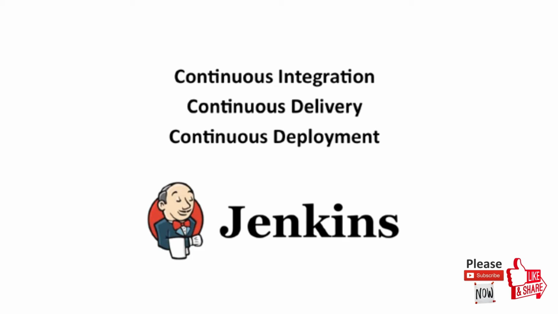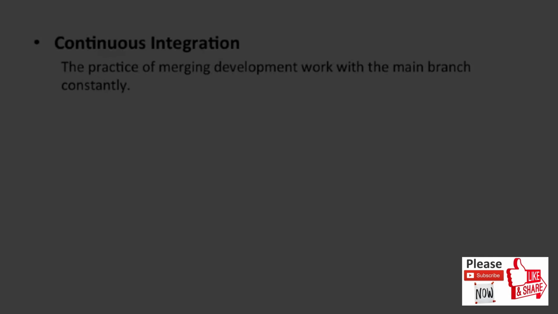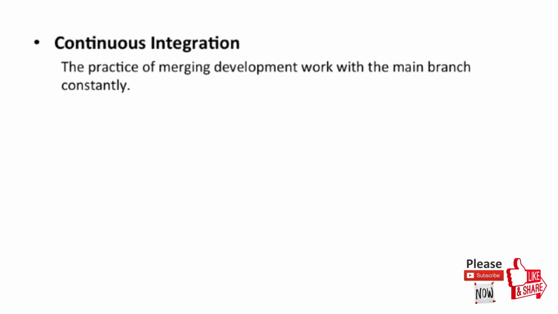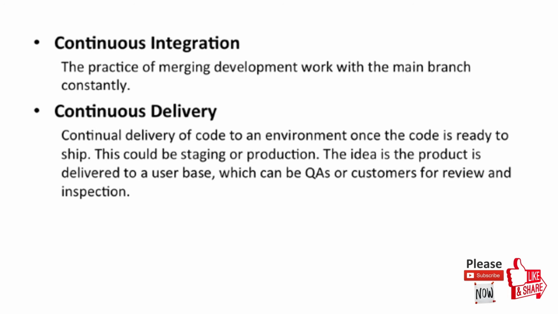Next, let's talk about the difference between continuous integration, continuous delivery, and continuous deployment. There is a lot of confusion about these buzzwords. Continuous integration is the practice of merging development work with the main branch constantly so that the code is tested as often as possible to catch issues early. Continuous delivery is the continual delivery of code to an environment once the code is ready to ship. This could be staging or production.